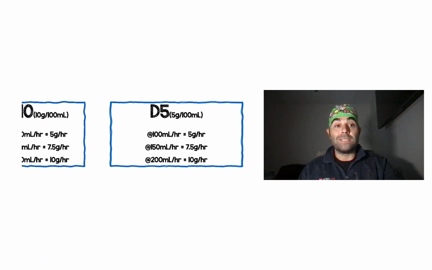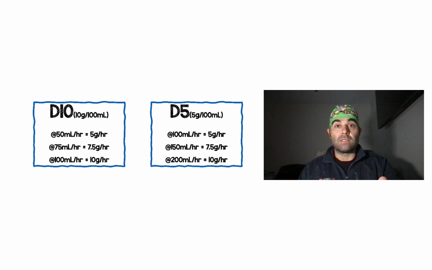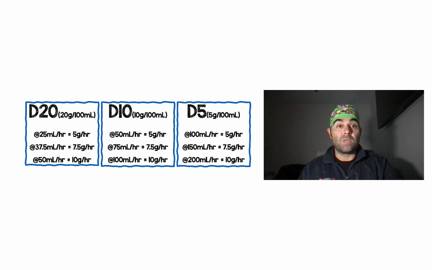Now, when you switch over to D10, it's the same kind of concept. 50 mLs per hour is basically 5 grams per hour of glucose. 75 mLs per hour will give you 7.5, and 100 mLs per hour will give you 10 grams per hour. In rare cases, and I have had some cases where I've had to go up to D20, you can see that the math is exactly the same. 25 mLs per hour will give you 5 grams per hour, 37.5 mLs per hour will give you 7.5 grams per hour, and 50 mLs per hour will give you 10 grams per hour. The math is much simpler this way.